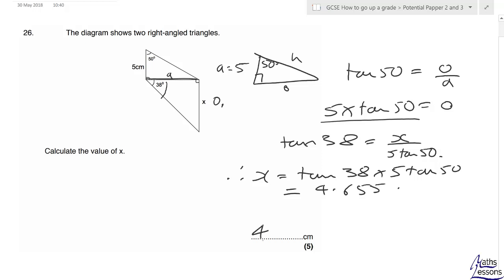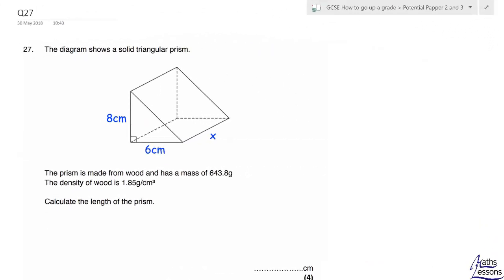I'm going to round that to three significant figures, so 4.66. Rounding to three significant figures because we have a 5 here. Okay, number 27. So we have a prism made from wood of mass 643.8 grams and density of wood equals 1.85. So D equals 1.85 grams per centimetre cubed.